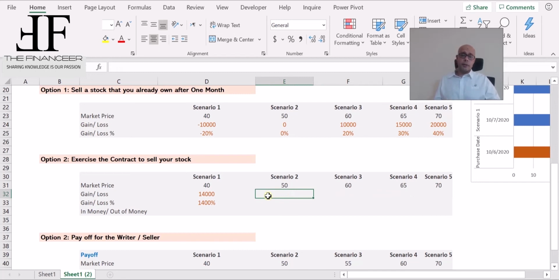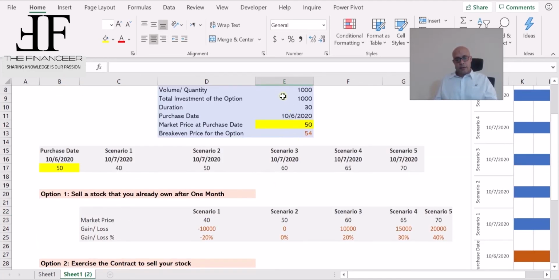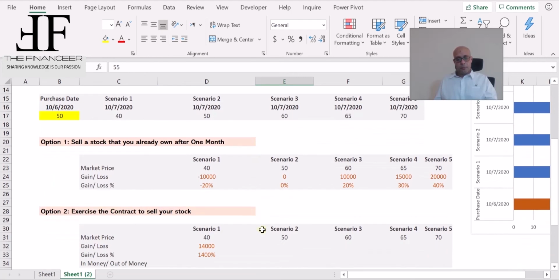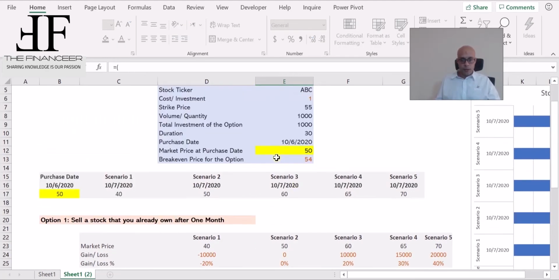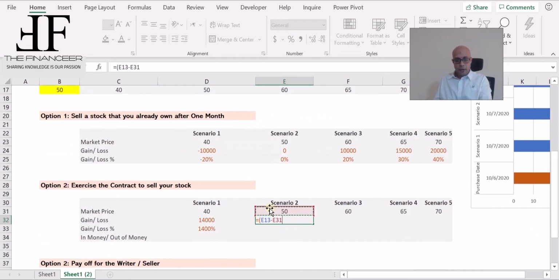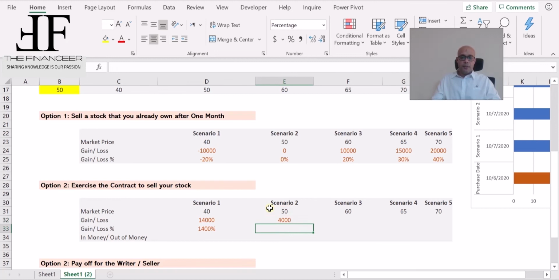Now let's start calculating the gain and loss for the other scenarios. So we are going to compare again between the market price and the exercise price. Definitely you have to exercise the option and get $55. So we are going to compare between the break-even price here minus the market price, all of these times the number of stocks that you purchased. This will result in 4,000 gains.